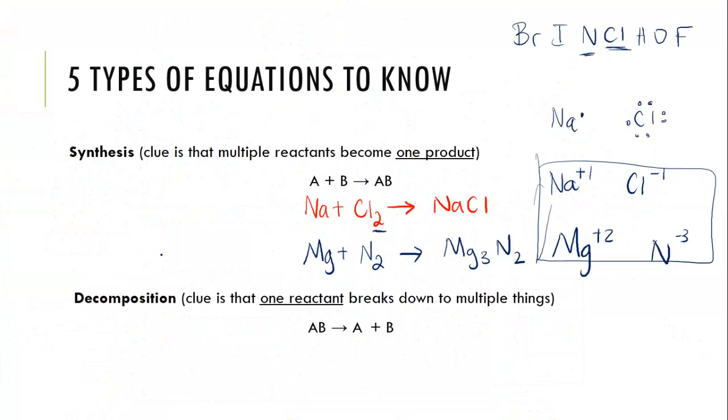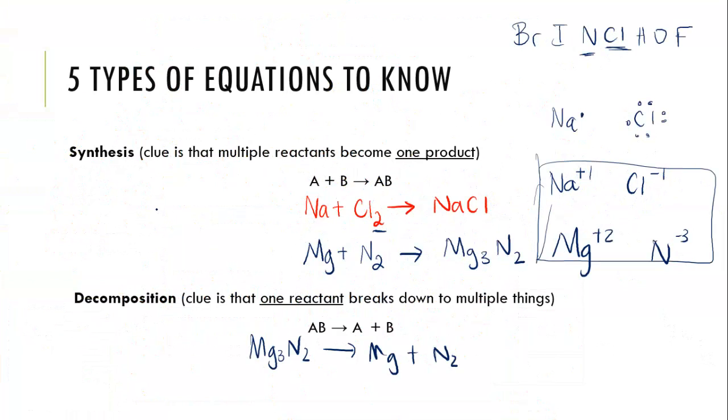Decomposition. What we're going to do with decomposition is it's just the reverse of these. It'll be one reactant breaking down into multiple things. So we could actually just simply take these and do them in reverse. If we had Mg3N2 yield Mg and N2, it is no longer synthesis, it is now a decomposition because we have one thing that broke down. All right, we could do the same thing with the NaCl if we wanted to. I'll give you an example of another one here.